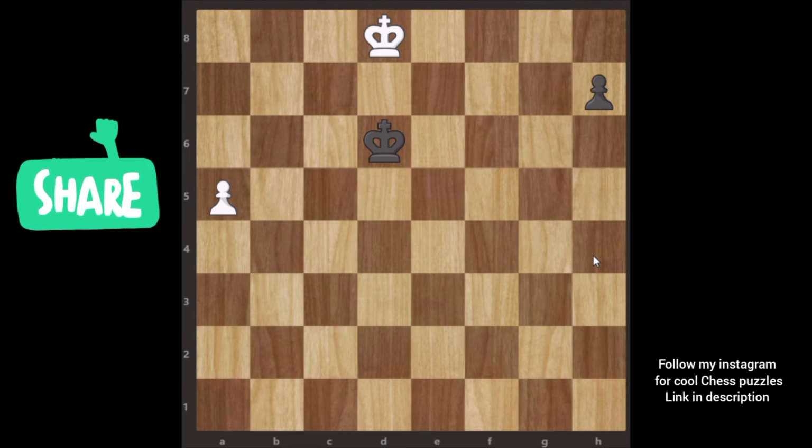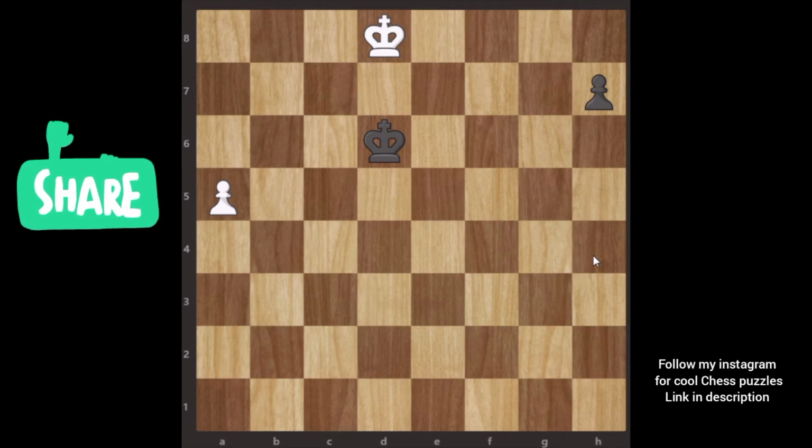If I want to give you a hint about this position, white has to try to place his king in such a way that after black starts moving his pawn, he can reach the h7 square with that pawn. So this was the hint about this puzzle. So now it's your turn to pause the video and find the solution. I hope that you are ready. So now let me show you the solution.